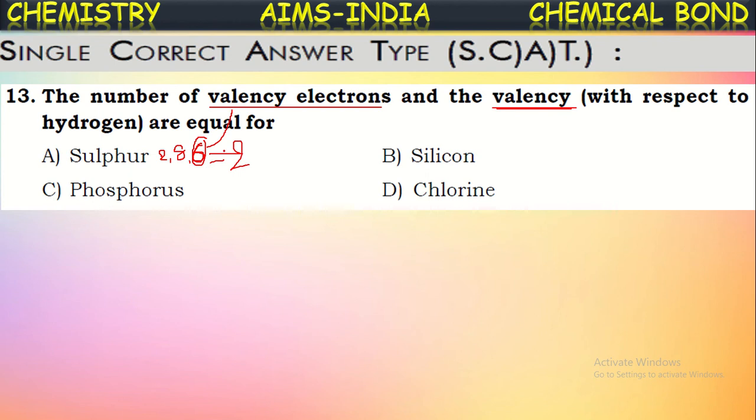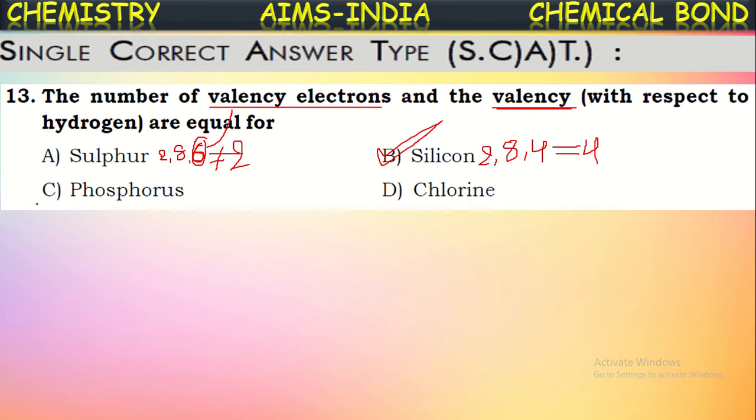Both are not equal. Now if you see silicon, its atomic number is 14, and if you write its configuration, we get it as 2, 8, 4. So it has 4 valence electrons because it has 4 electrons in its last shell, and its valency is 4 because it shares 4 pairs of electrons with the atoms. So covalency is 4. So valency and valence electrons both are the same for silicon.